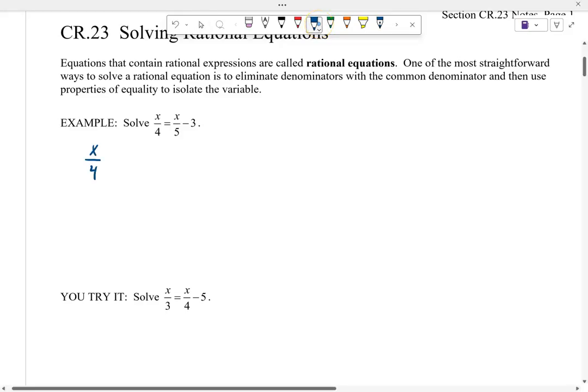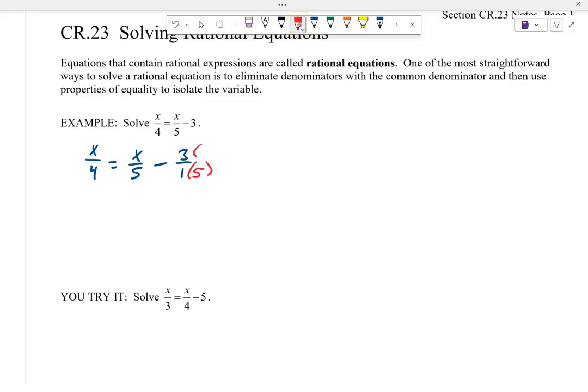We've got x over 4 equals x over 5 minus 3. Now this is 3 over 1, so we want to get a common denominator of 5. This ends up being x over 4 equals x minus 15 all over 5. At this point we can multiply. It's kind of like if I had x over 4 equals 7, I would just multiply both sides by 4, so x equals 28. That's what I'm going to do here.